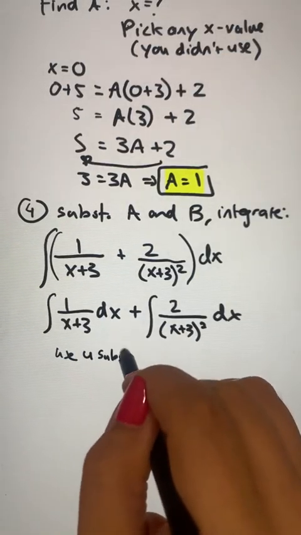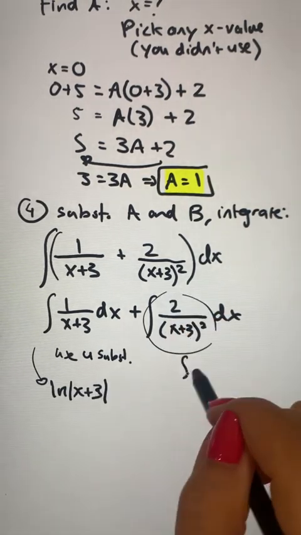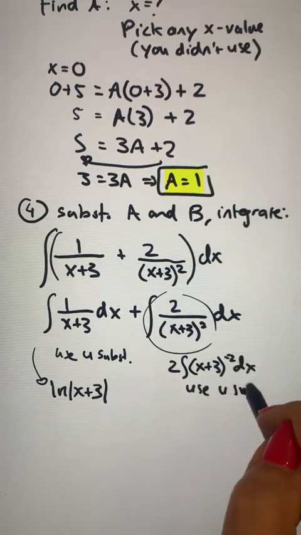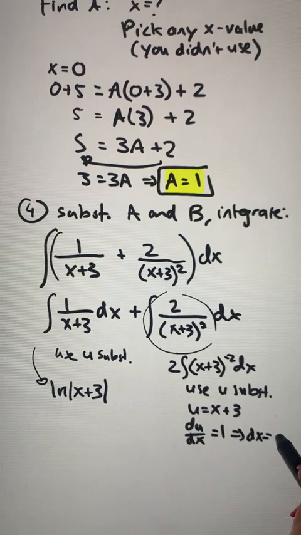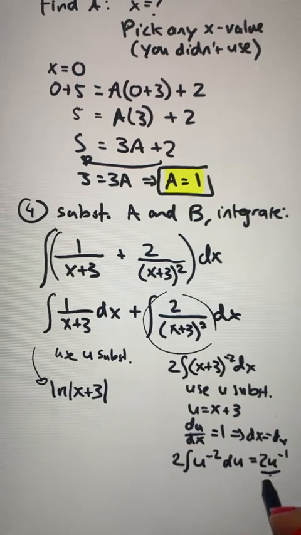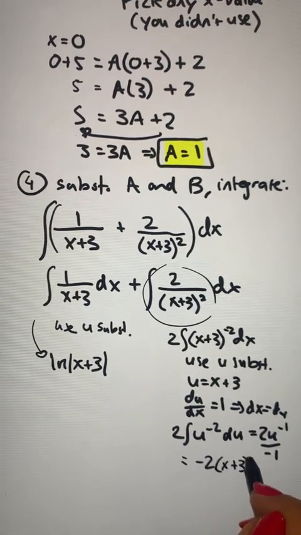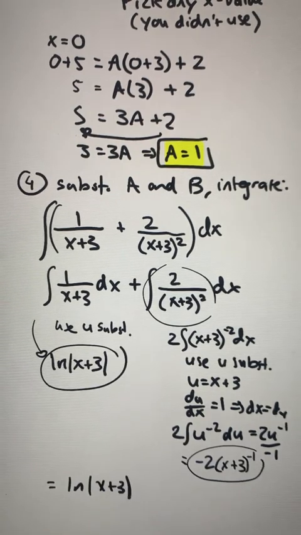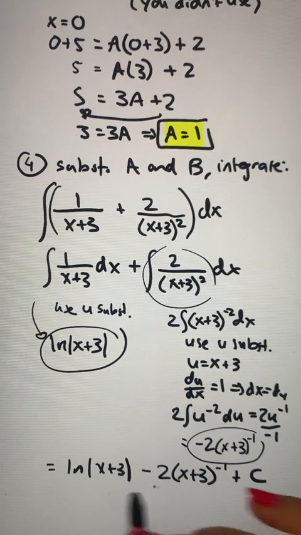For the first one, we're going to use u substitution. It's going to be ln of x plus 3. And for the second one, we're also going to use u substitution. Bring the x plus 3 to the power 2 up, becomes power of negative 2. Let your u be the inside of the power, which is x plus 3. And use your u substitution, and you're going to find that it is minus 2 and then x plus 3 to the power of negative 1. You can also change it so that you don't have negative powers. You can move the x plus 3 to the denominator instead.